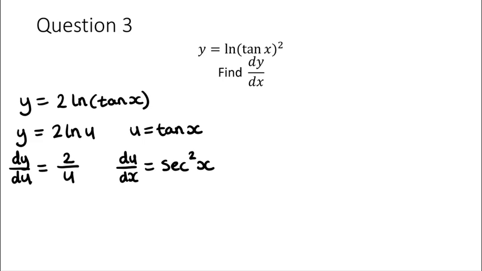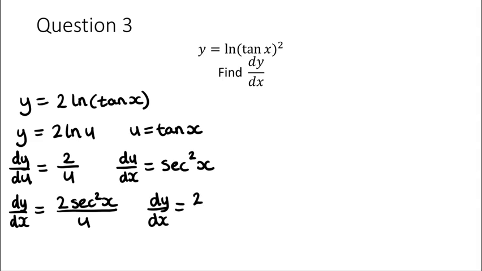So I want to find dy by dx. So I multiply dy by du and du by dx together. But your u is just tan x, so this is what dy by dx will be. But yet again, we could do more with this.